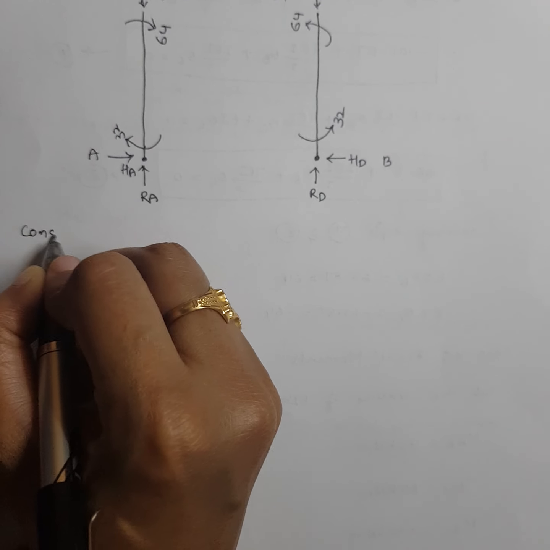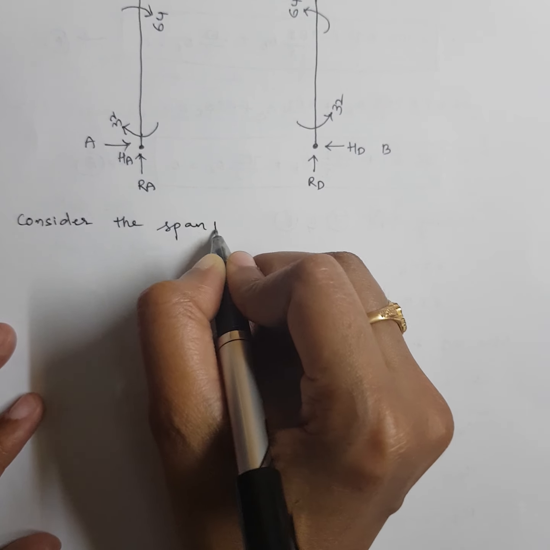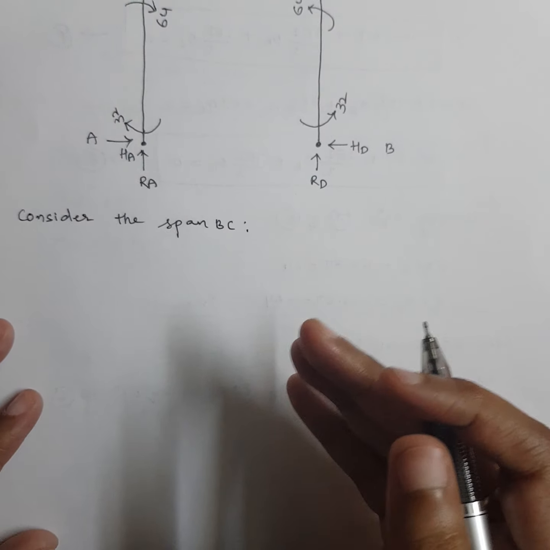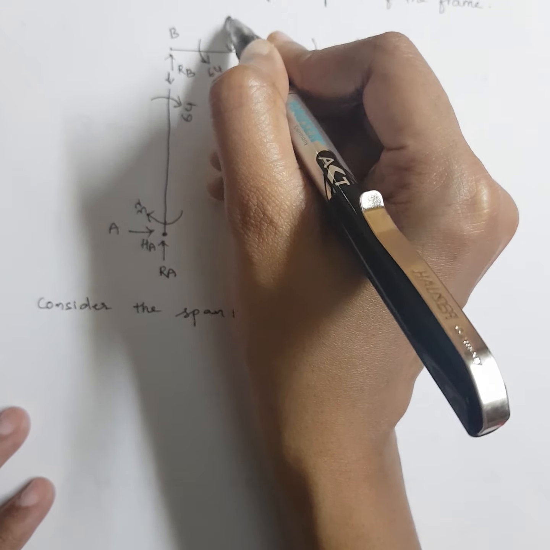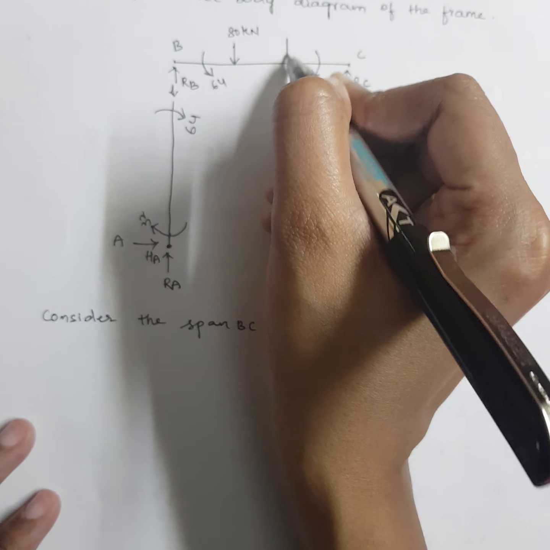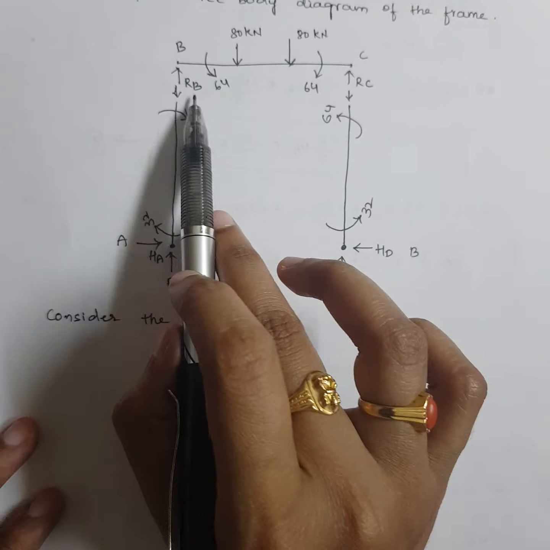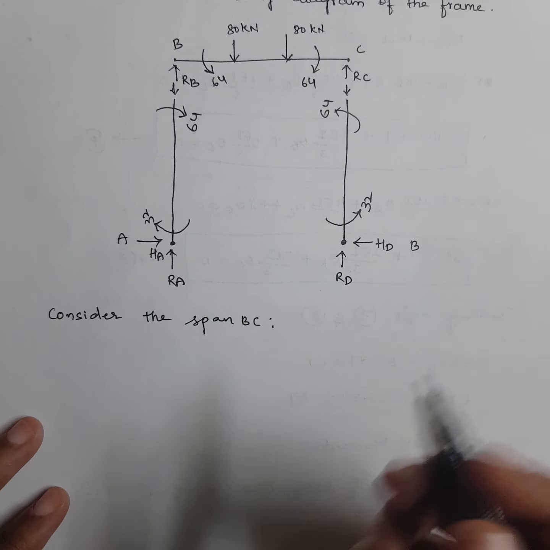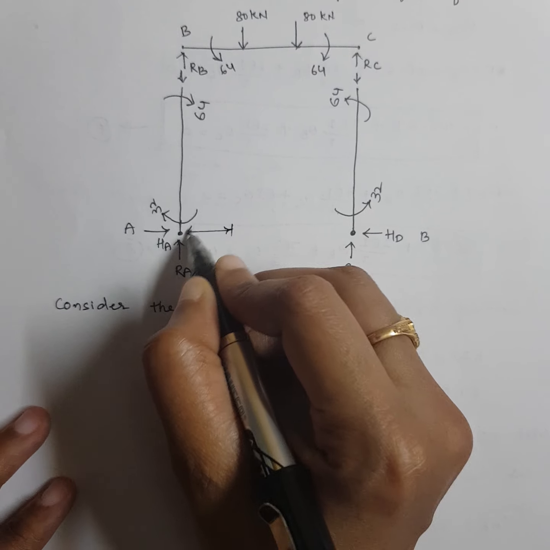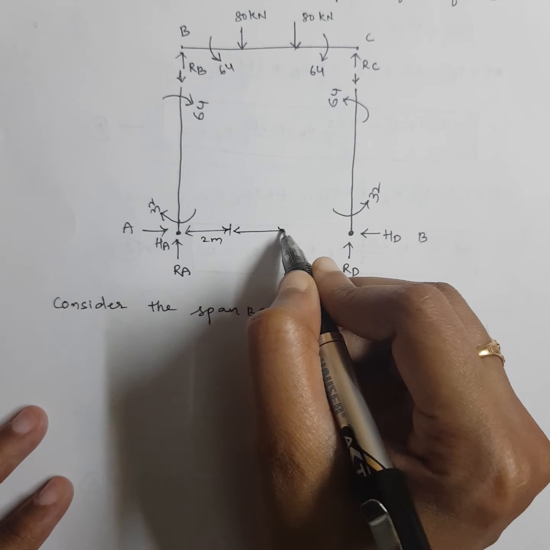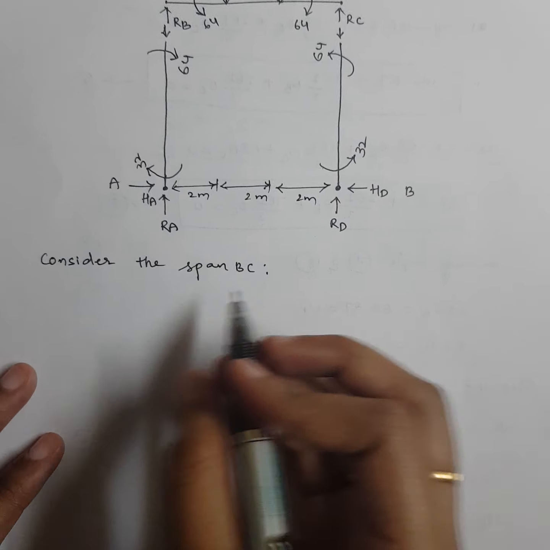Okay, so now consider the span BC. The same regular way of calculation of reactions. I'll put the load here. This is 80 kilonewton and this is also 80 kilonewton. And you remember the distance, right? This is 2, 2 and 2. Better we'll show it here. So this is 2 meters, this is also 2 meters and this is also 2 meters. Perfect. Now let's start. Consider the span BC.